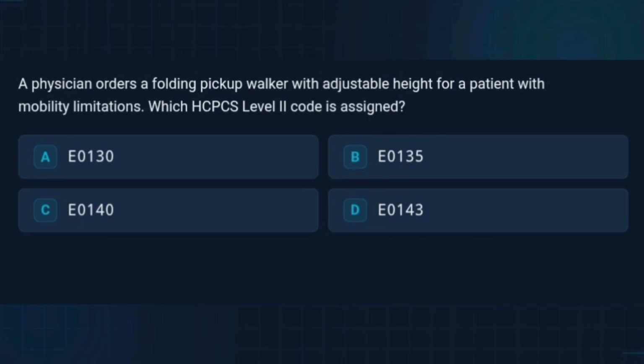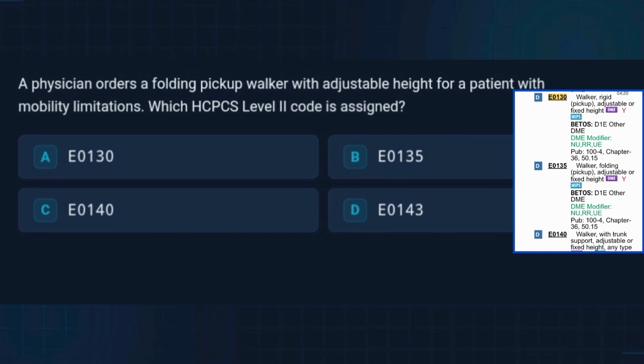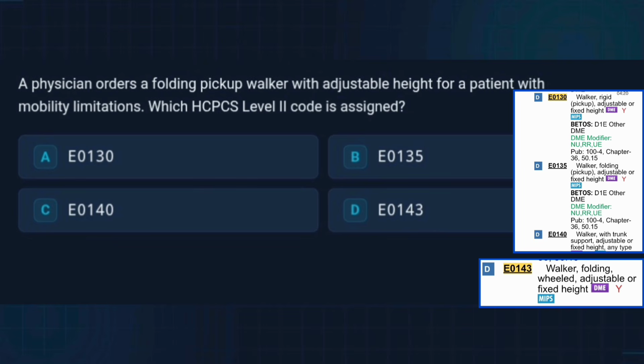First, let us check the options. Check option A, E0130. E0130 is for walker, rigid, adjustable or fixed height. Option B, E0135 is for walker, folding, adjustable or fixed height. Option C, E0140 is for walker with trunk, support, adjustable or fixed height, any type. And option D, E0143 is for walker, folding, wheeled, adjustable or fixed height.